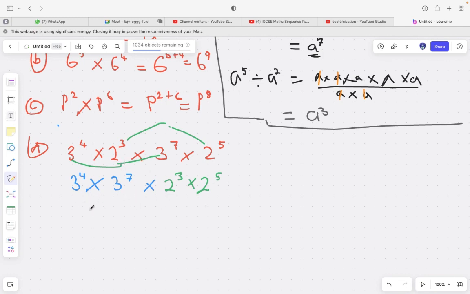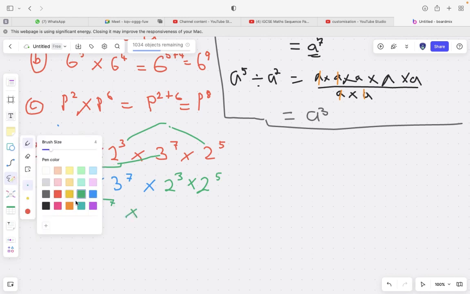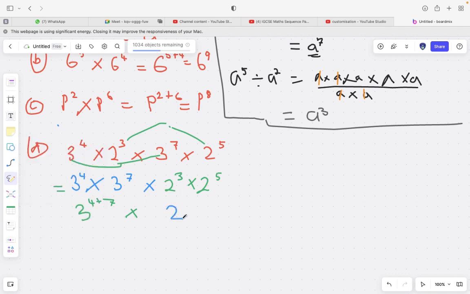That's it. So you apply the first law to this one, and you also apply the first law to this one. In applying the first law to this one, you say 3, since they have the same base, you add the powers: 4 plus 7. Then for this one, 2, since they have the same base, you write 2 to the power of 3 plus 5. You add the powers.